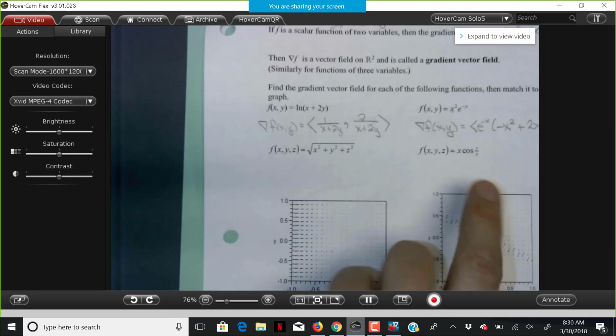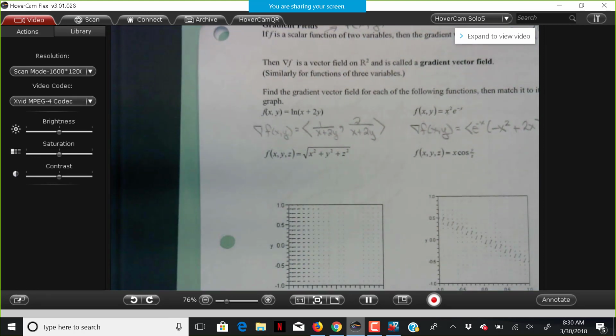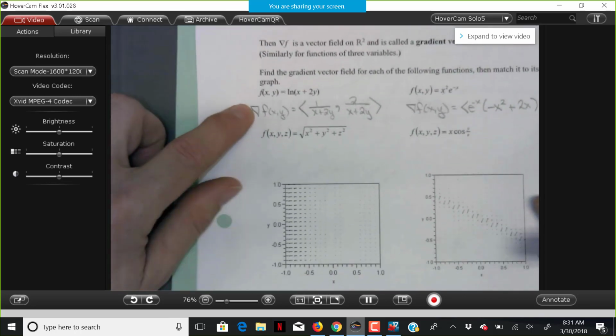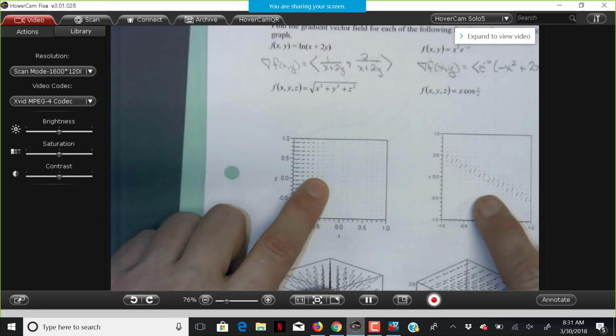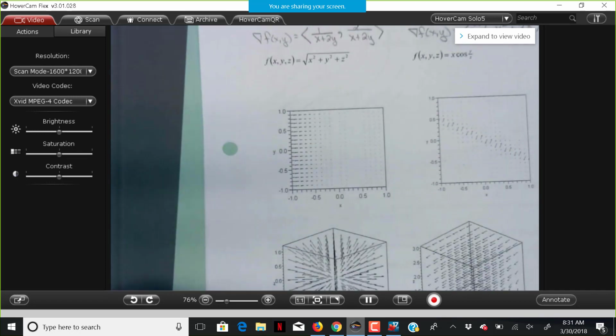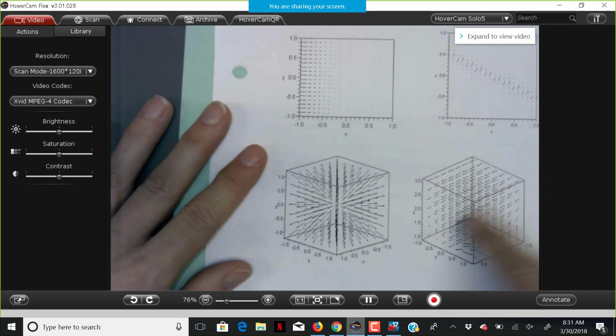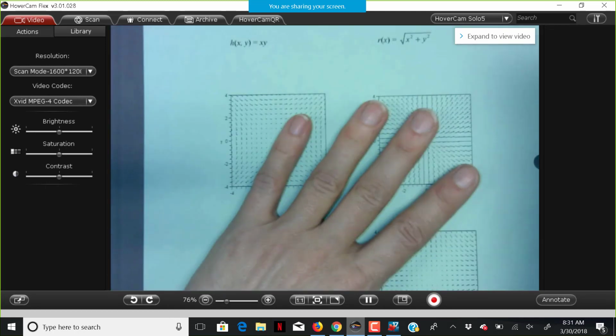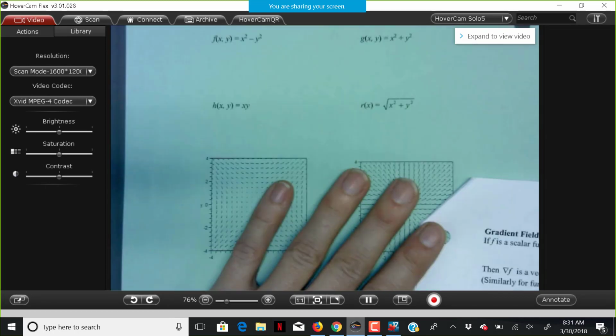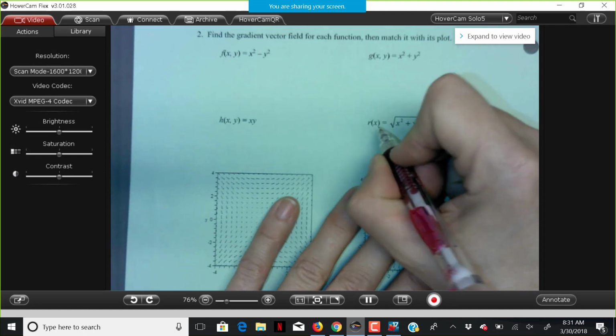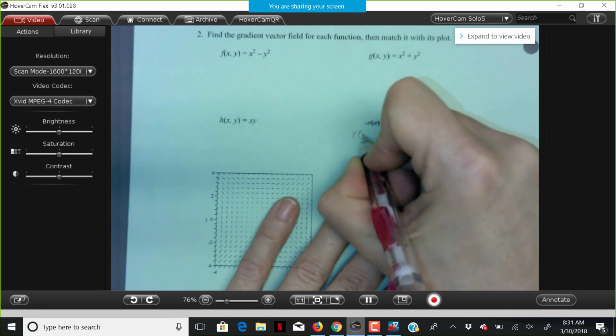Okay, and then the last two are functions of 3 variables. Obviously the top two are only in 2-dimensional space, so they go with the top 2 graphs. And then the bottom 2 are 3-dimensional, so they go with the bottom 2. Your 4 are all in 2-dimensional space, and this one typo, that r of x should be r of x, y, of course.